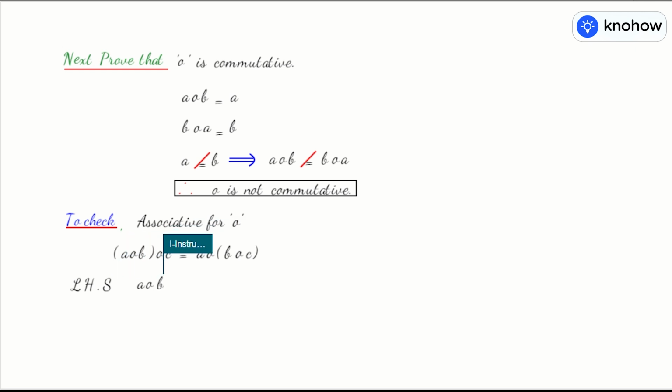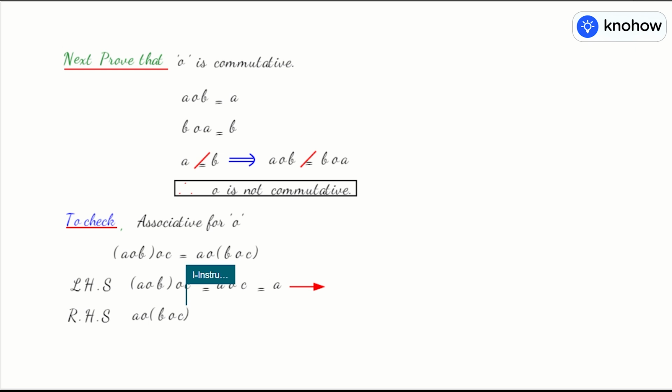A O (B O C). The first element of that is A. (A O B) O C: out of A O B the first element is A, and then A O C, the first element is A. So on the left hand side you get A. Now take the right hand side, that is A O (B O C).